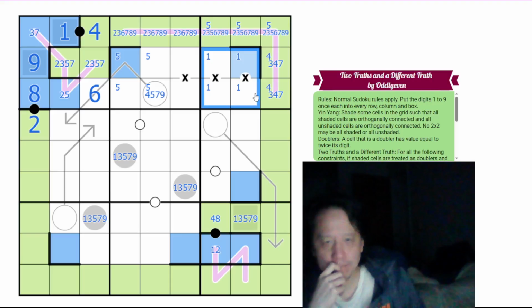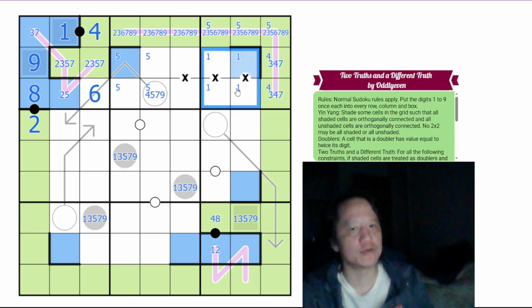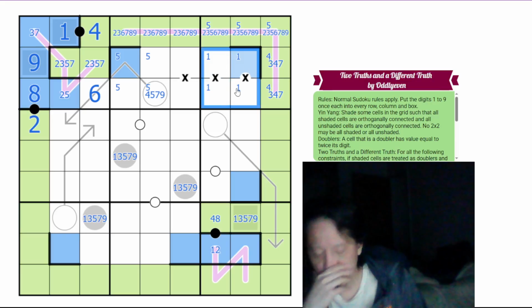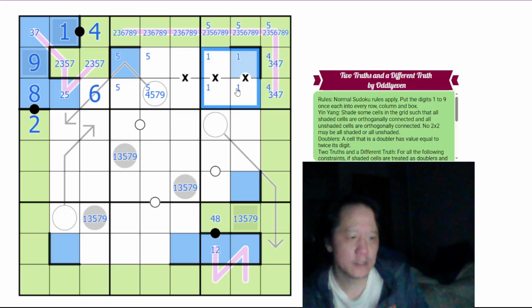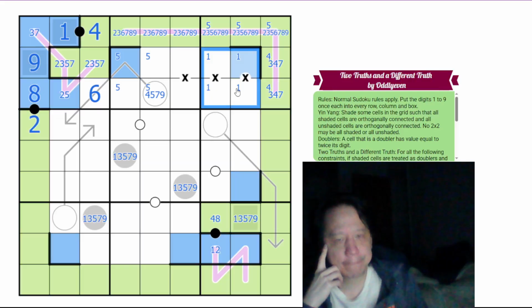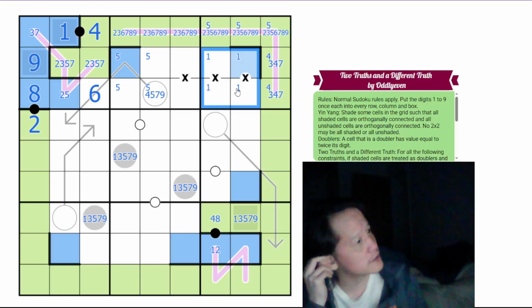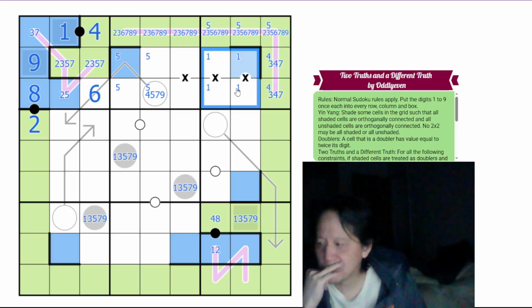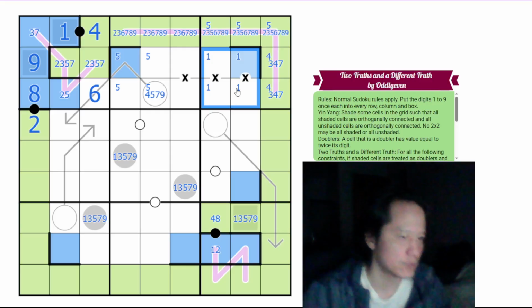This could be 2 and 3 both doubled. It could be 2 and 8. 3 and 7. It cannot be 4 and 6. It could be 2 doubled with 6, though. 3 doubled with 2, no, that doesn't work. 3 doubled with 2 doubled. And obviously 4 double doesn't work. 5 double doesn't work. 6 double doesn't work.